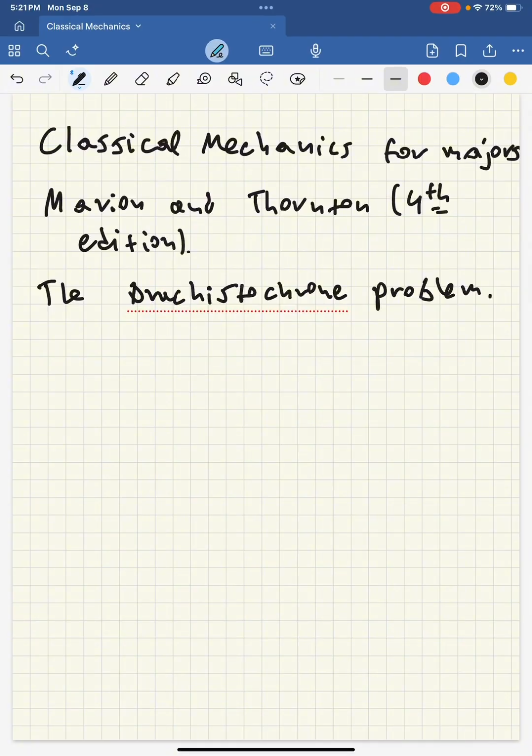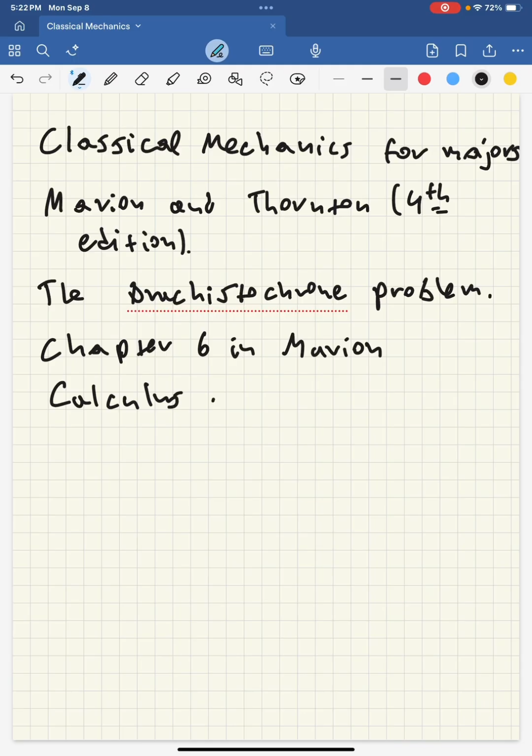Okay, so in Marion and Thornton, this is a topic discussed in chapter 6. I'm gonna write it here. So chapter 6 in Marion. Okay, Marion is with one R. Okay, so chapter 6 in Marion, and this type of topic is usually under a chapter called calculus of variations.